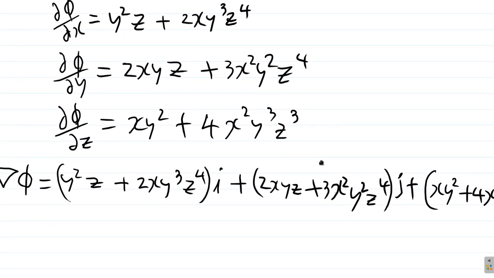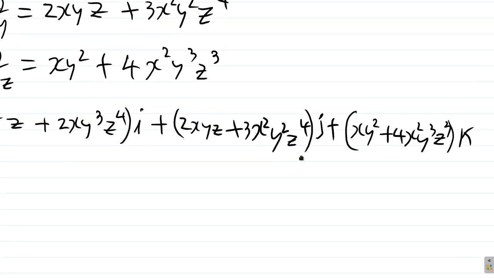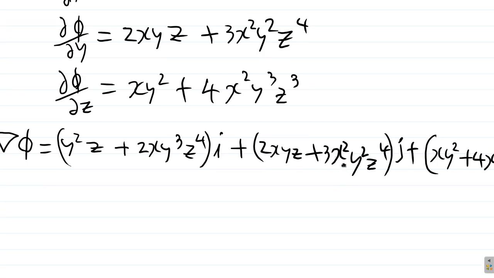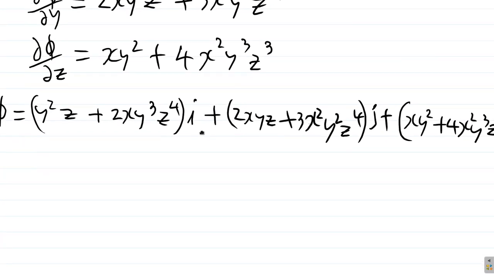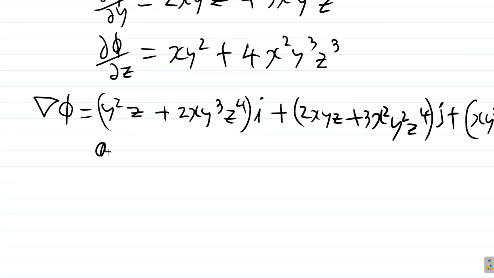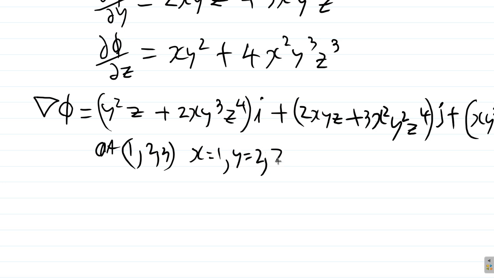Alright, if you were not given the coordinates, when x is this and y is that and z is the other, then you just leave it like this. But the fact is you're given a coordinate. x is 1, y is 2, z is 3. So at 1, 2, 3, x is equal to 1, y is equal to 2, and z is equal to 3. So you're going to substitute these values here.